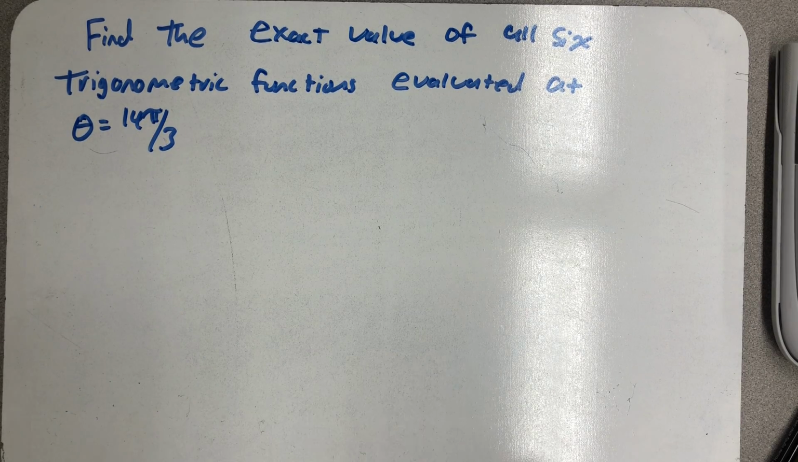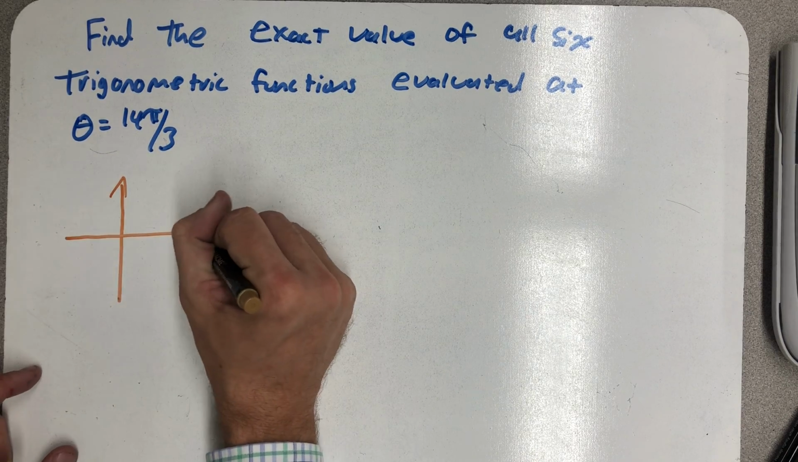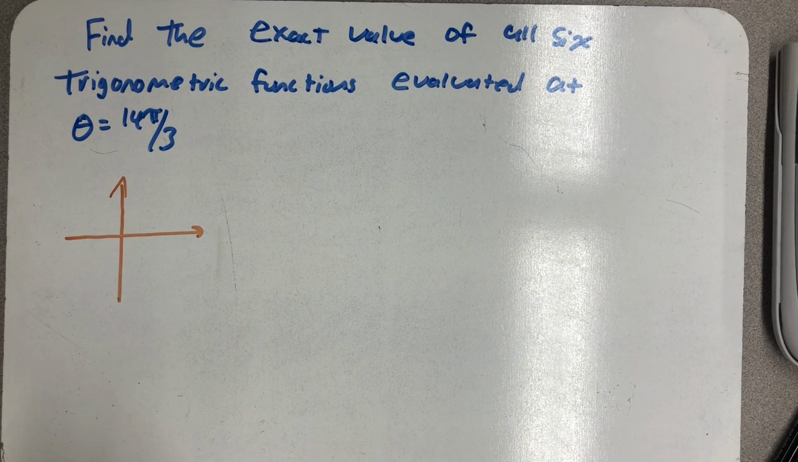Find the exact value of all 6 trigonometric functions evaluated at 14 pi thirds. I want to use the two-step process that involves reference angles to evaluate my trig functions at 14 pi thirds. So my first job is to think about where 14 pi thirds is and compute the reference angle.